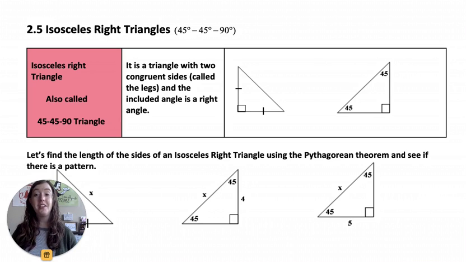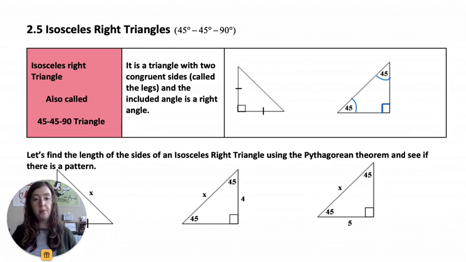Hey guys, today we're going to talk about isosceles right triangles, or as I call them, 45, 45, 90 triangles. It's called a 45, 45, 90 triangle because the angles are 45, 45, and 90.